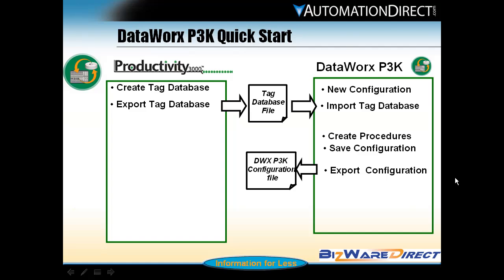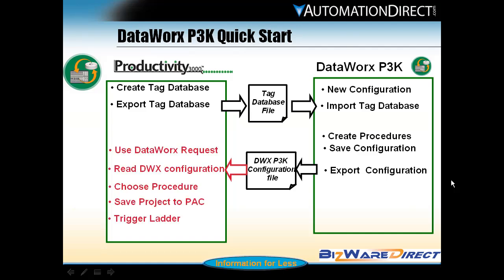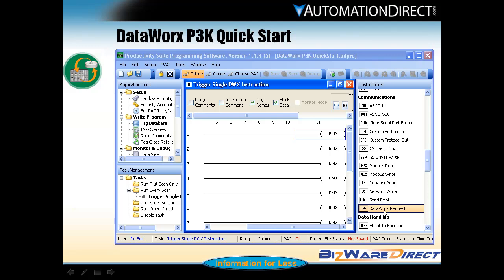The DataWorx P3K configuration file will be used in the Productivity suite. Use a DataWorx request, read the DataWorx configuration file into the request, choose the procedure, save the project to the pack, and trigger. In the Productivity suite, select the DataWorx request instruction.